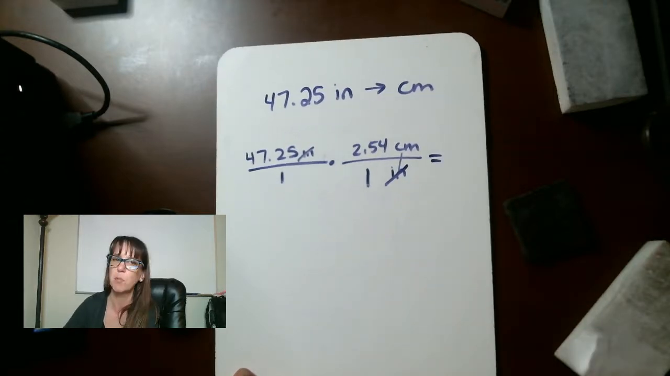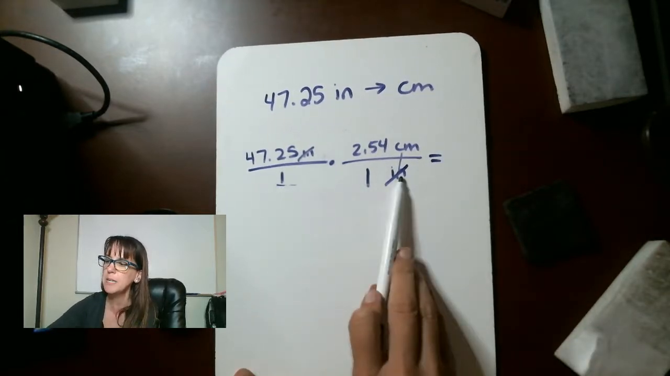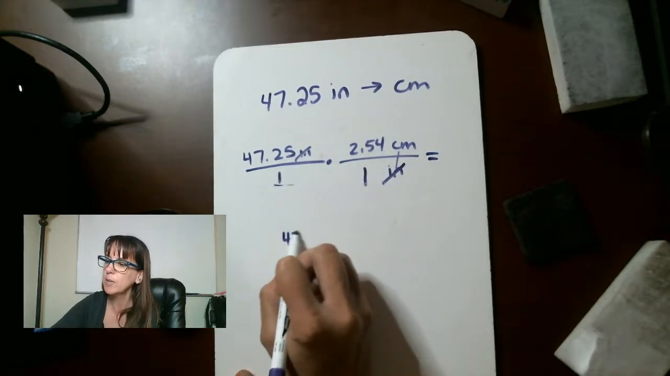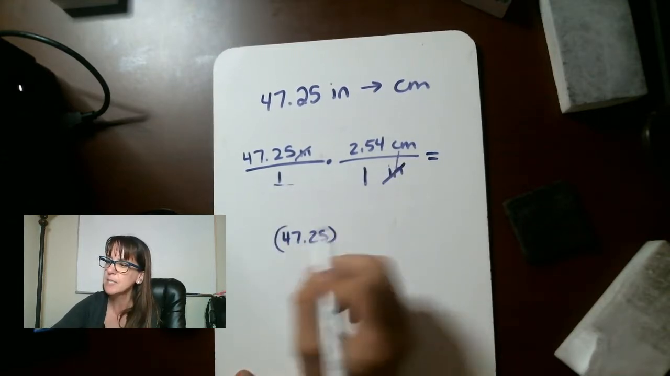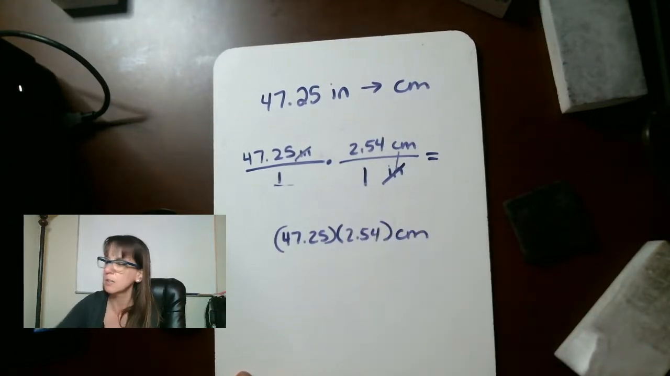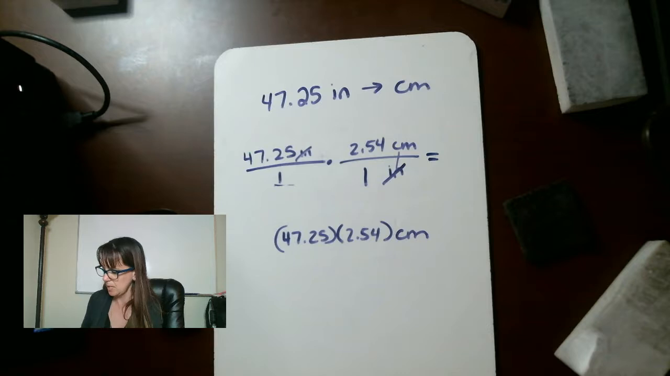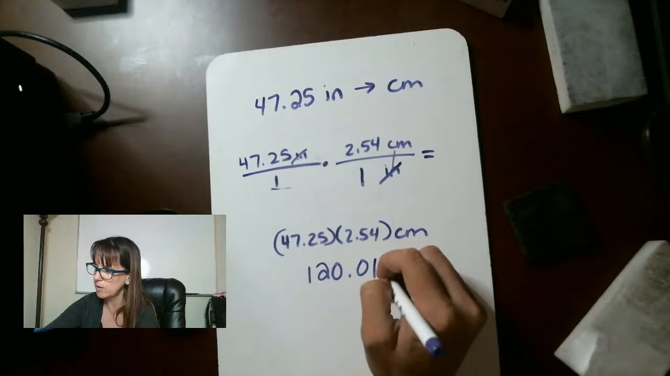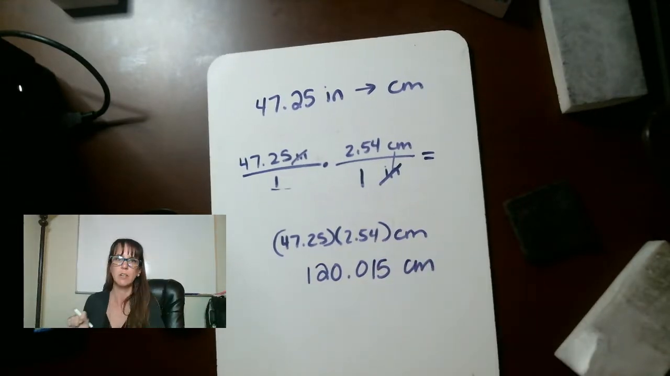Now we're going to cancel this and cancel this. And I've run out of room here on my board, so I'm going to do it on the bottom. Now on the bottom here is 1, so we don't even need to worry about that. But on the top, we have 47.25 times 2.54 centimeters. Let's do the math on that. 47.25 times 2.54 gives us 120.015 centimeters. There is your solution.